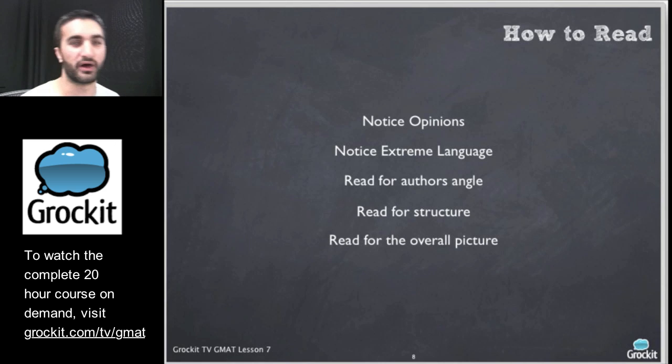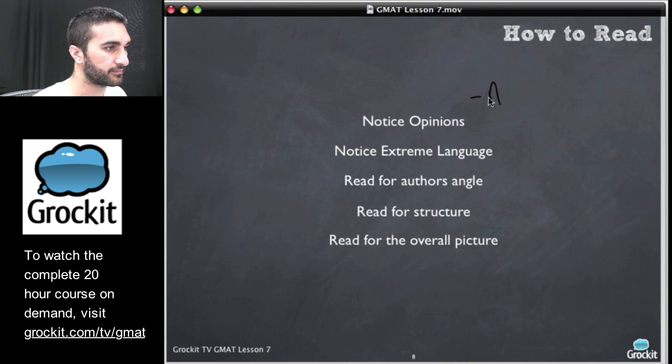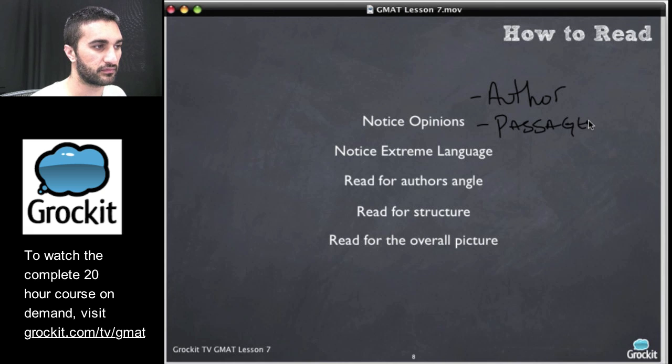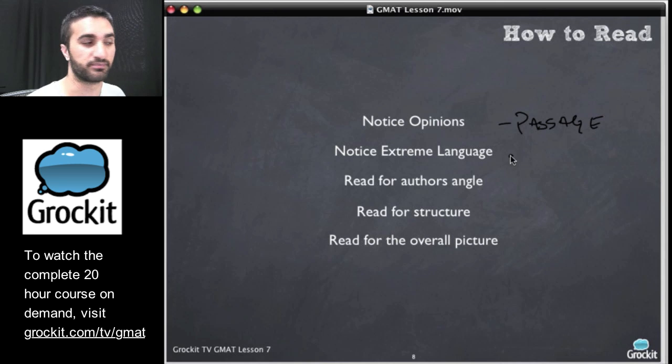How do we want to read? We want to pay attention to very specific things because the GMAT over and over again asks us questions about things related to these issues. So opinions of the author are important, and opinions of folks that are in the passage are important. Pay attention to extreme language. You can pay attention to extreme language in the passage. That might give you a sense of something that's important in the passage, but also pay attention to extreme language in the questions, which we know, and we'll talk more about that as well.